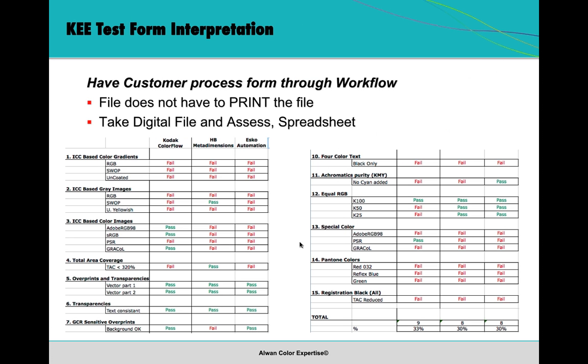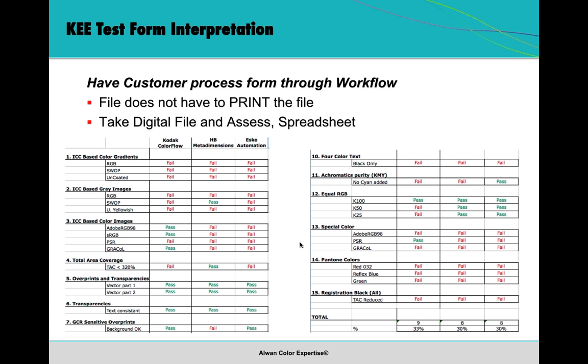These 3 files we're making available to you, and as I said, you don't have to print. You can just run it through your workflow and send us back the digital file, and I'll put together a spreadsheet like is showing up on the screen right now on what elements in your workflow passed and what elements failed. And you'll see here I'm showing an actual ColorFlow audit I did 3 weeks ago, a Heidelberg Meta Dimensions workflow I did about 4 weeks ago, and an ESKO workflow that I did a week ago.